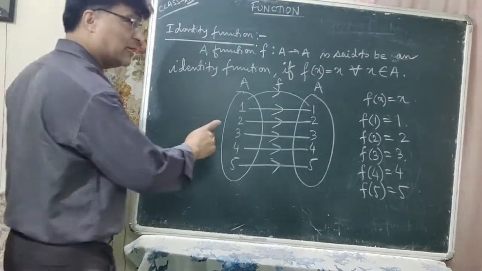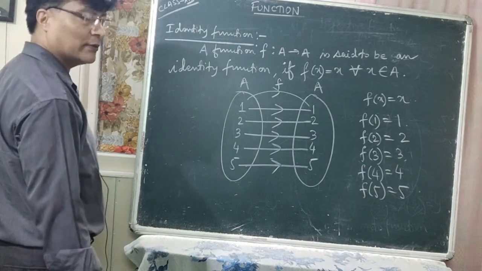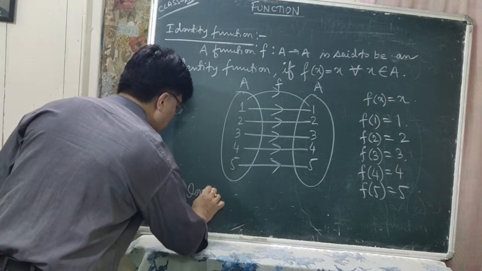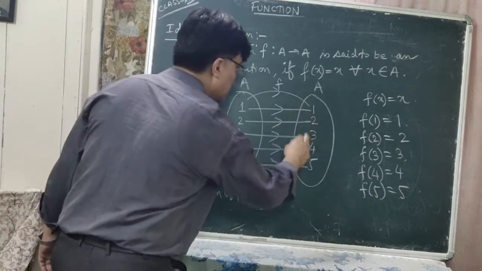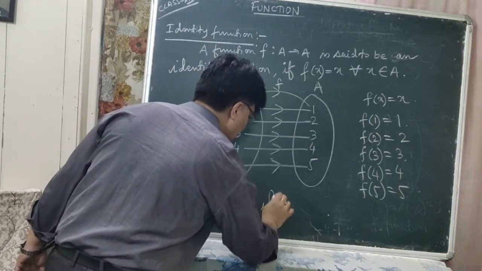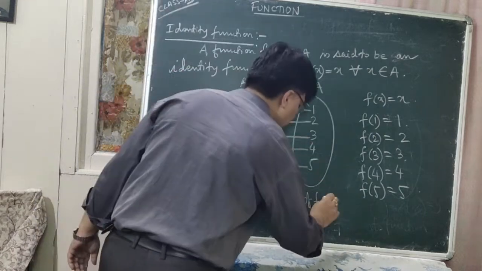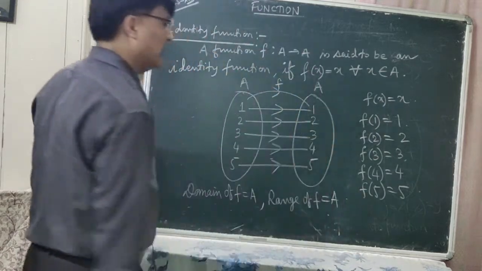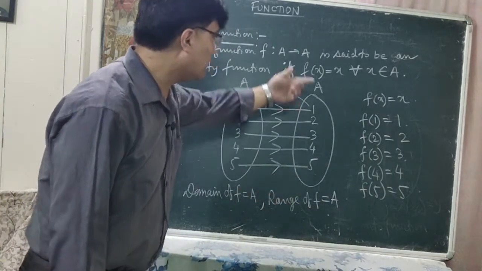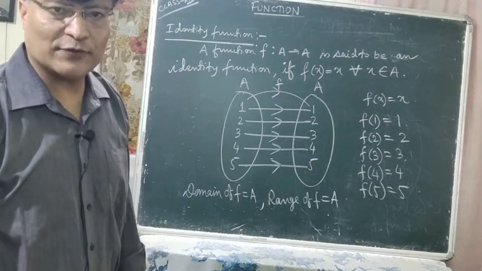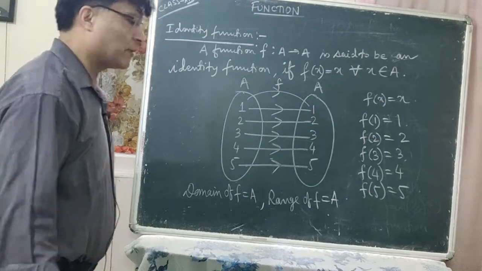And this is known as the domain. So domain of f is equal to A, and this 1 2 3 4 5 is known as the range of f. Range of f is also A. That is, domain of f is equal to A and range of f is also A. Is that clear to all of you? So this is an example of identity function. So you can copy it.